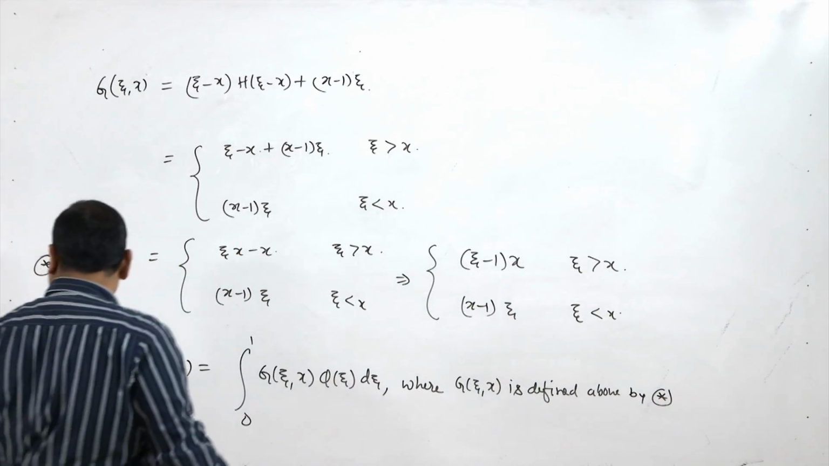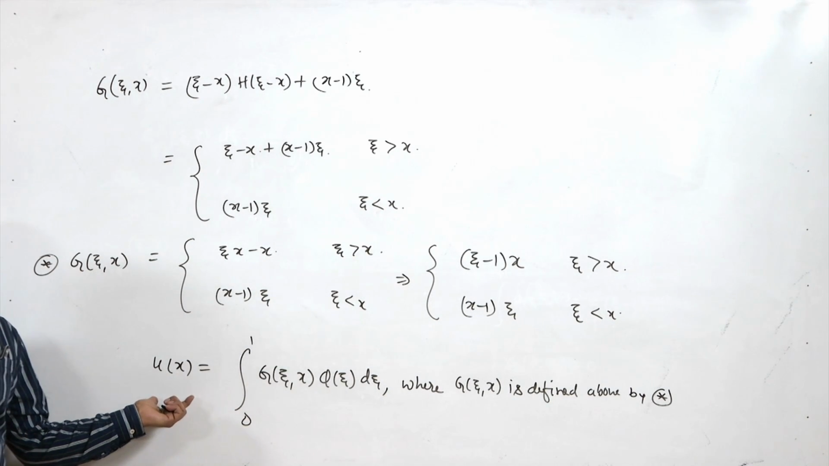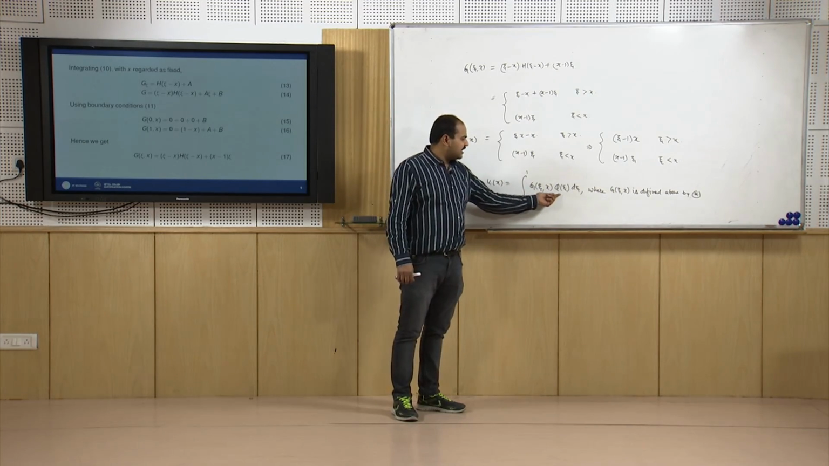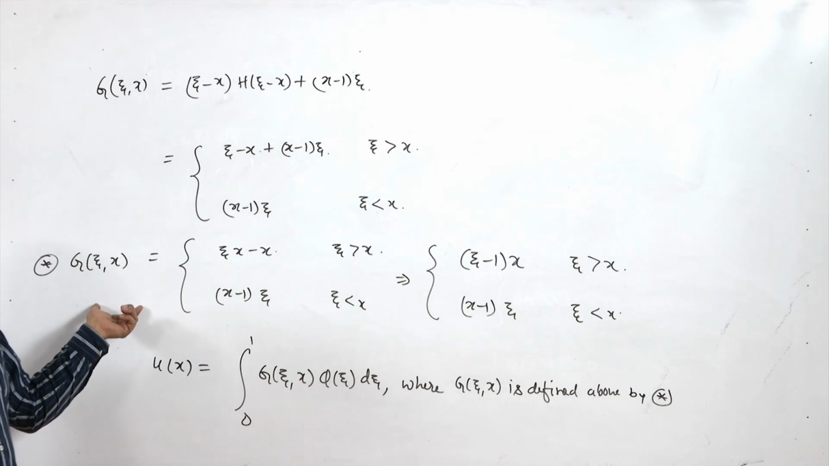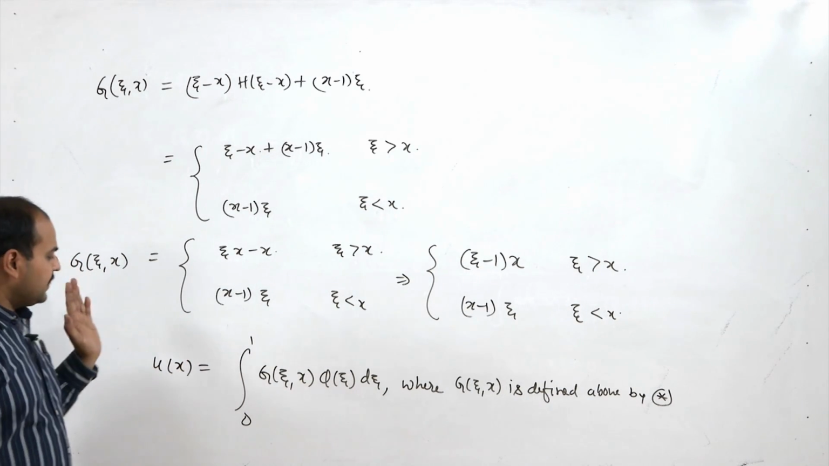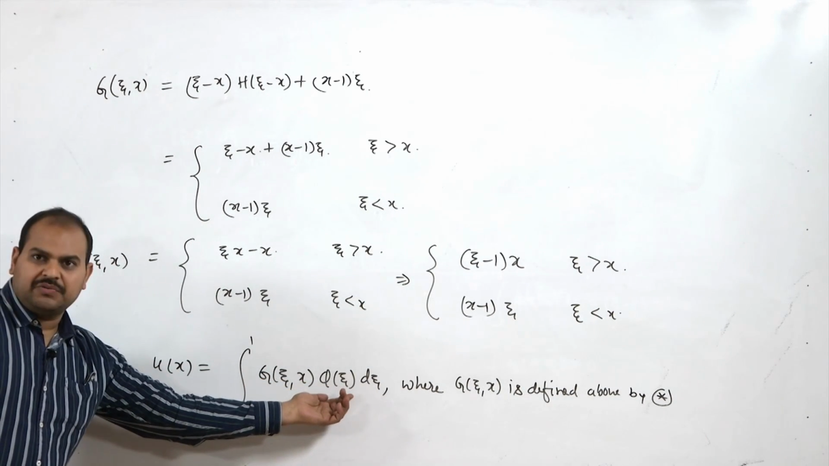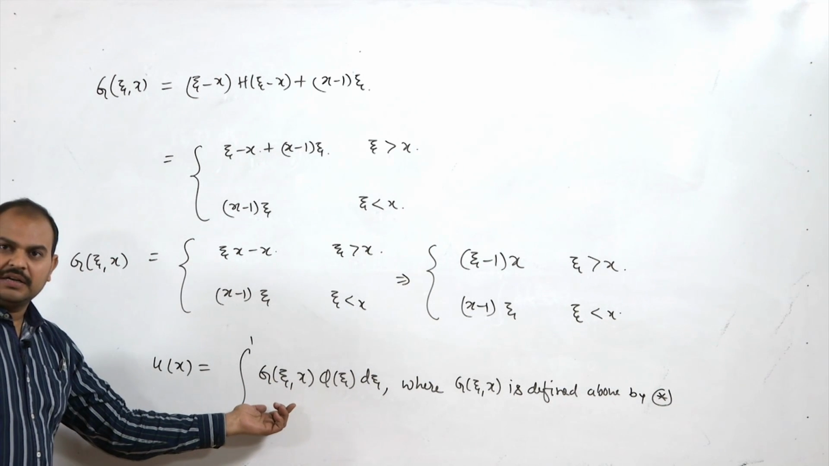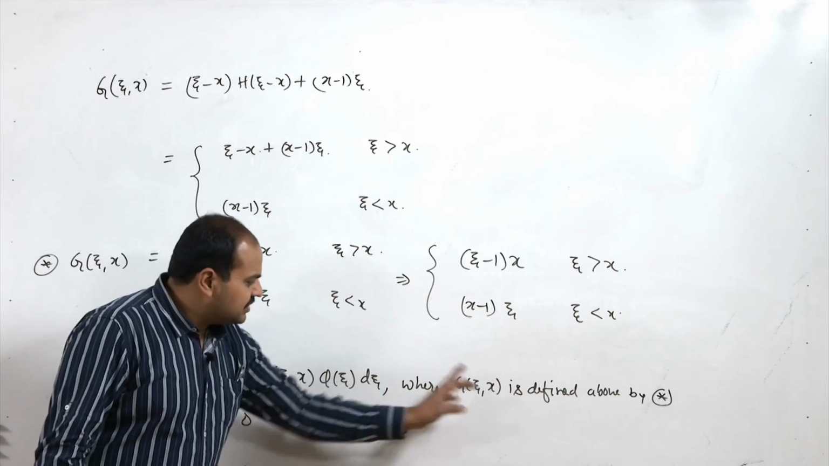So it means that our solution of the problem is given by this. So we have seen that u(x) is given by 0 to 1 g(xi, x) phi(xi) d xi, where g(xi, x) is defined above by this. So it means that I can write down the solution here. Once we know what is phi of xi here, then we can write down the solution in this particular integral equation, Fredholm integral equation.